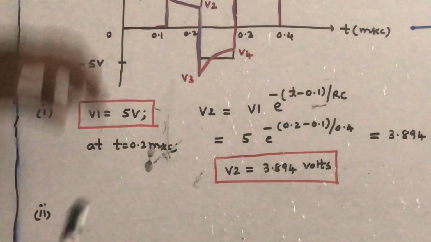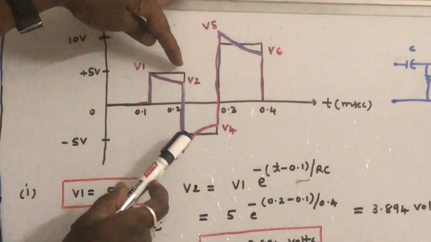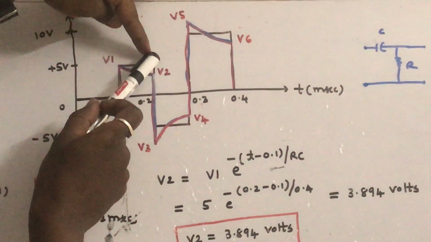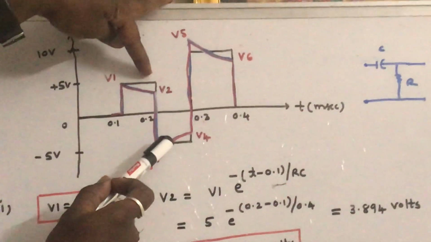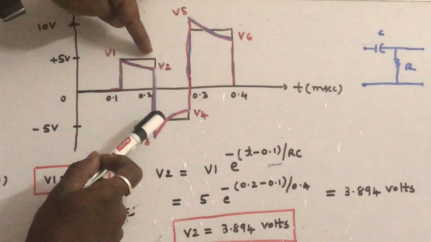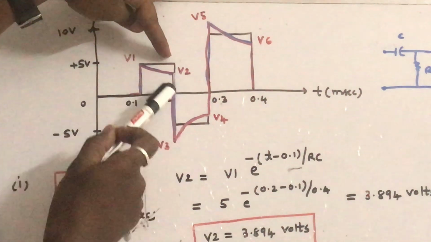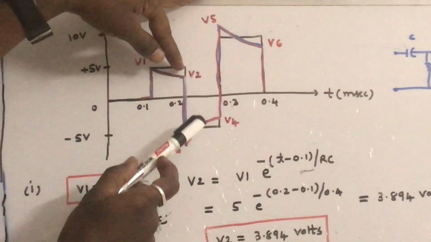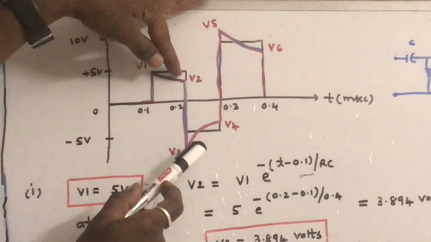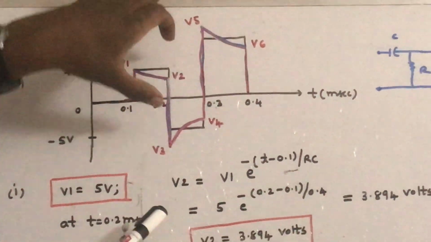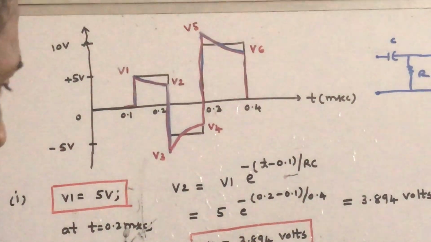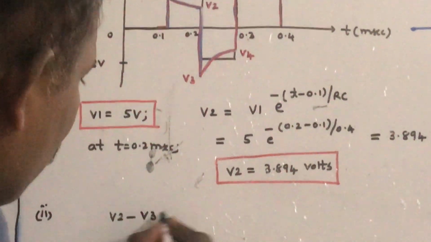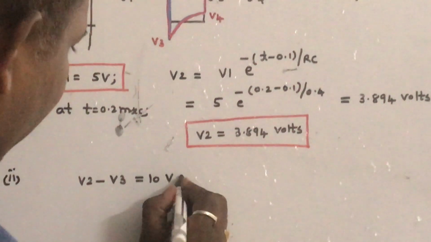From the diagram you can clearly see, what is the amplitude change from V2 to V3? Since from the input there is an amplitude change of 10 volts, and the capacitor will not allow sudden changes, the same voltage change has to appear across the output. So what is the difference between V2 and V3? V2 minus V3 is equal to 10 volts, because the same change has to appear across the output. So this is the point you have to write, 10 volts.